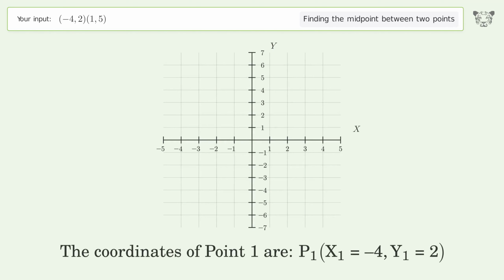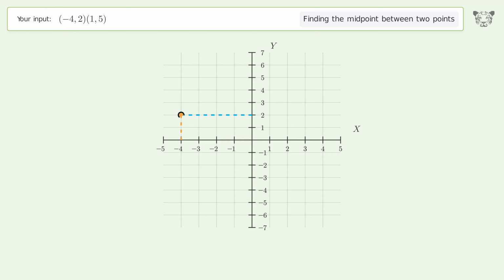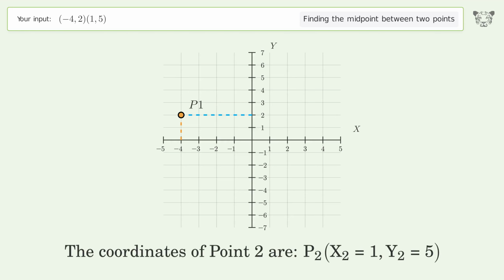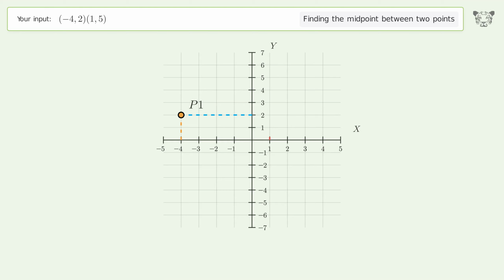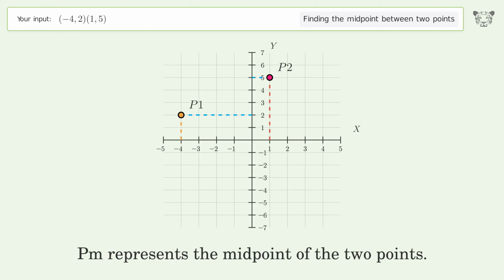The coordinates of point 1 are, x1 equals negative 4, y1 equals 2. The coordinates of point 2 are, x2 equals 1, y2 equals 5. PM represents the midpoint of the 2 points.